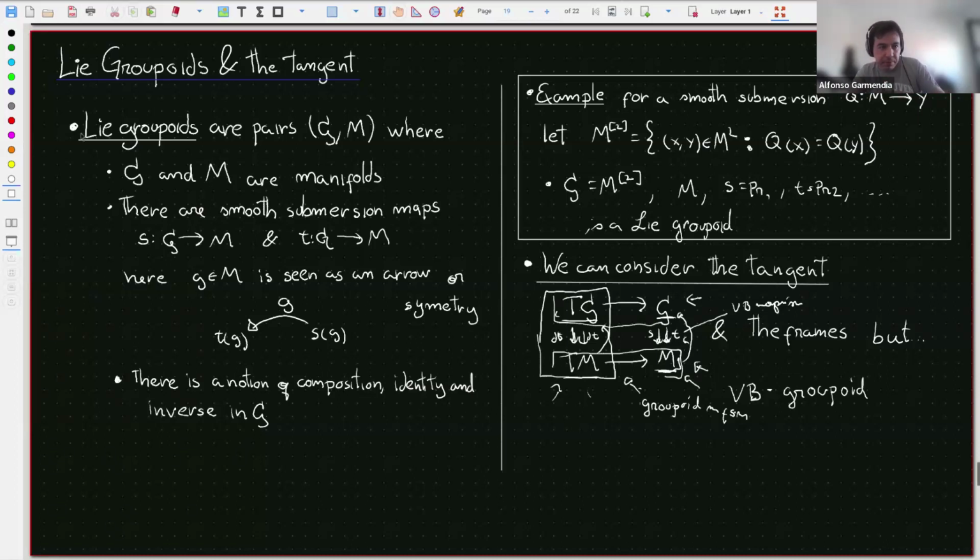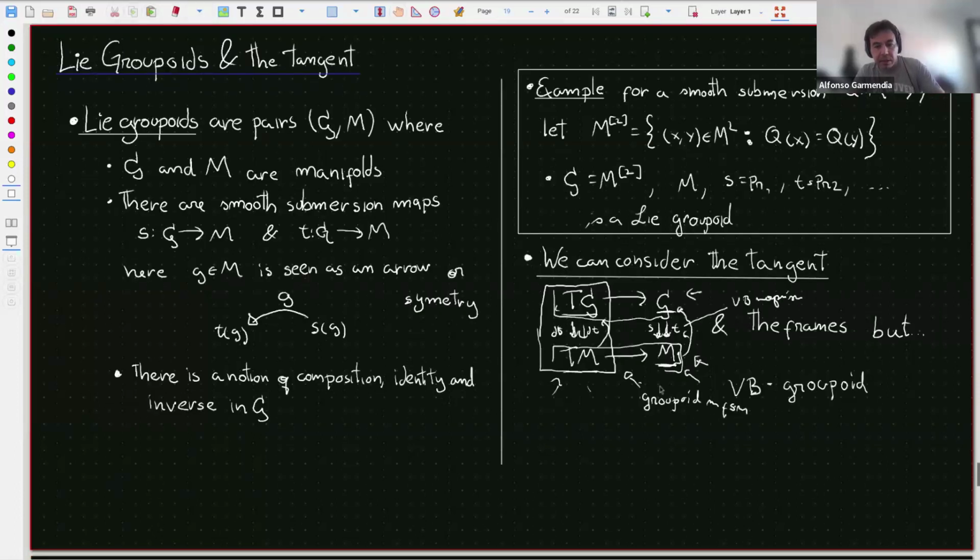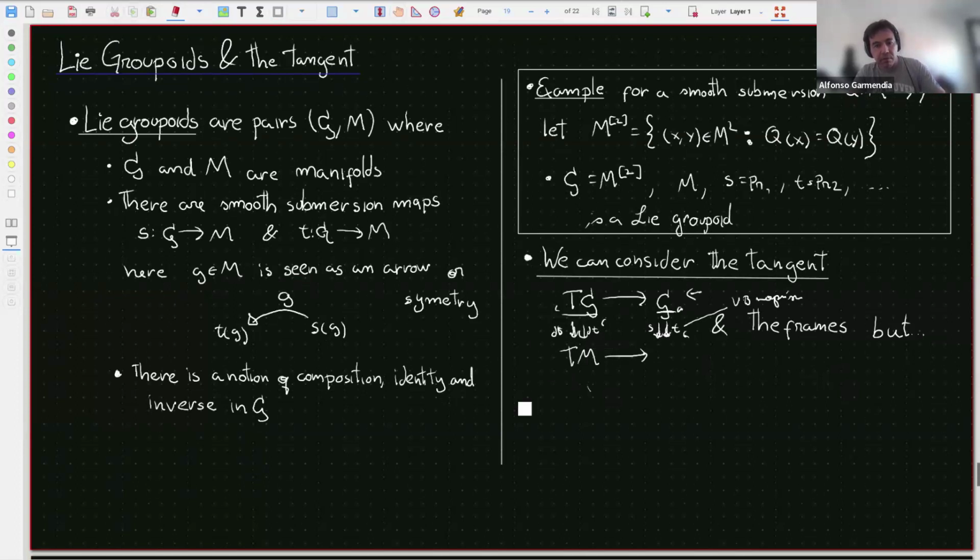The idea to look on this side was because we wanted to see the quotient space of this groupoid, and that quotient was weird, then this side will give us the tangent of the quotient space. That is more or less the philosophy.